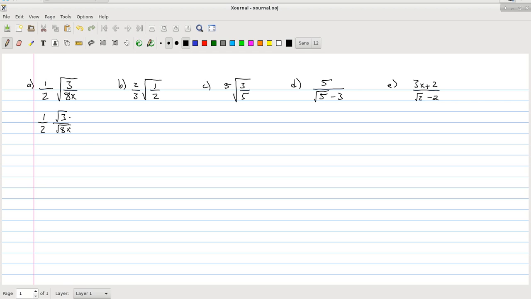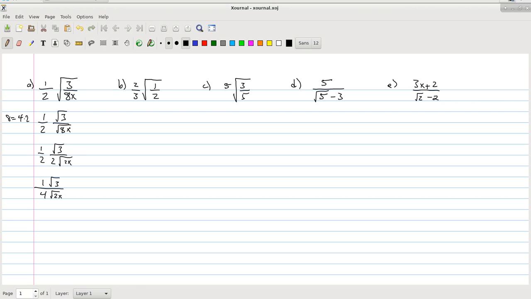Next, I'm going to simplify each of these radicals as best I can. So 8 is the same thing as 4 times 2, and 4 is a perfect square. So we can simplify this further as 1/2 times radical 3 divided by the square root of 4, which is 2, and then 2x stays inside the radical. We can simplify this further by multiplying these together to give us 1 radical 3 in the numerator and 4 radical 2x in the denominator.